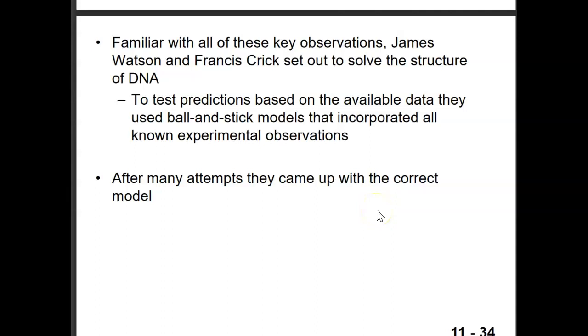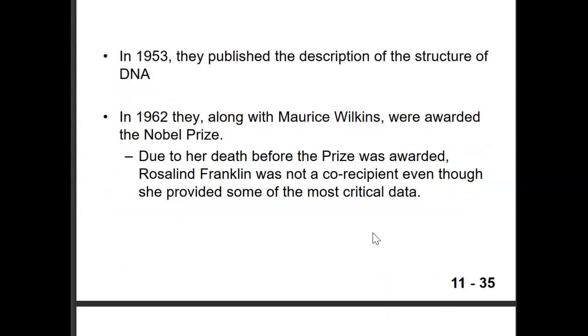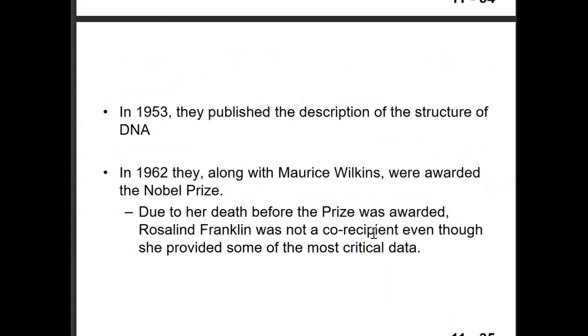James Watson and Francis Crick came on the scene, and based on a bunch of data, they came up with a ball and stick model that explained the structure and function of DNA, or at least the structure. They came up with the function a little later. In 1953, they published an article that described DNA, and in 1962, with Maurice Wilkins, they got the Nobel Prize.